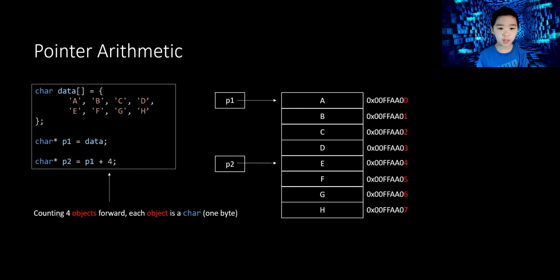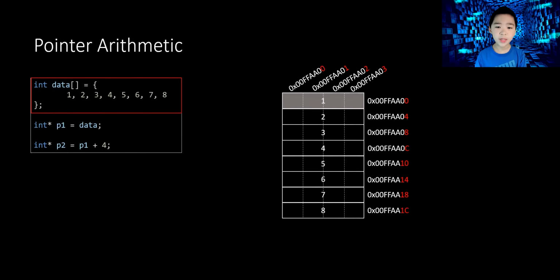Note that both p1 and p2 are pointer types, but their specific pointer type is pointing to a char. So the 4 means counting 4 chars from p1 instead of 4 bytes. Now the question is, what if the type of the pointer is not just 1 byte?